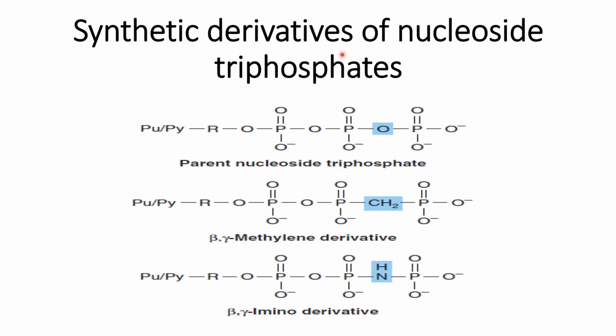These are the synthetic derivatives of nucleoside triphosphate. This one is the parent nucleoside triphosphate. The three phosphate residues are linked to the ribose sugar. But in the case of beta and gamma methylene derivatives, the methylene bridge is present between two phosphate groups, or the imino derivative is present. So these are used as synthetic tools.